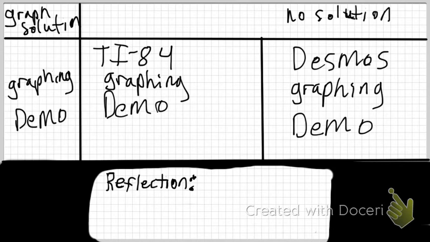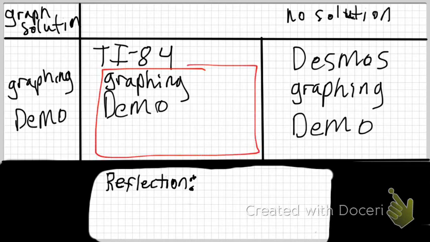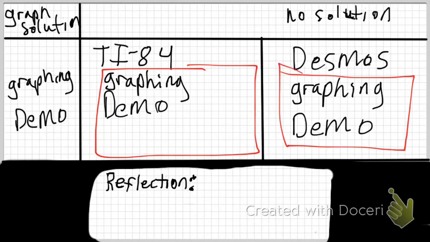So we want to go to our QR codes and go ahead and paste the TI-84 QR code in here, and the Desmos QR code in here, and then go ahead and watch those other two videos. When you're done watching those two videos, return to this video and do the reflection, which will come momentarily.